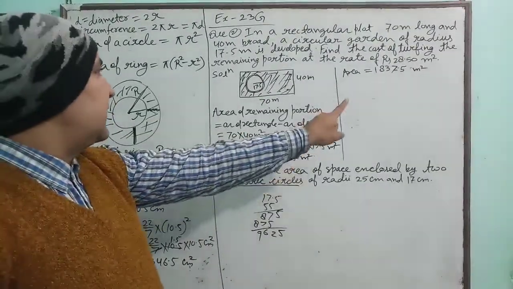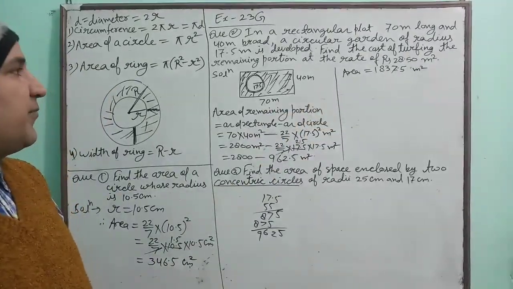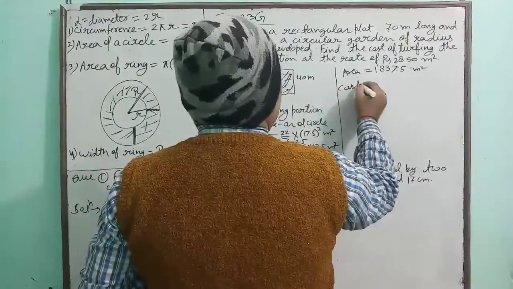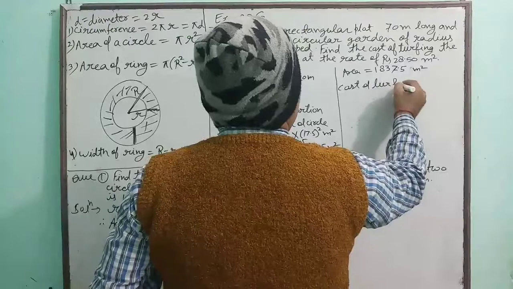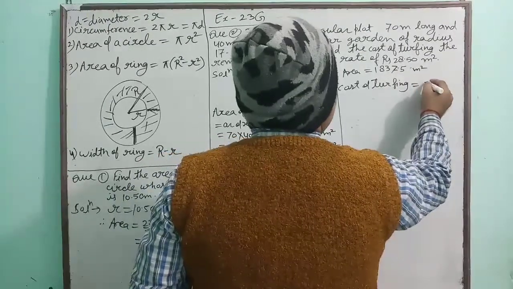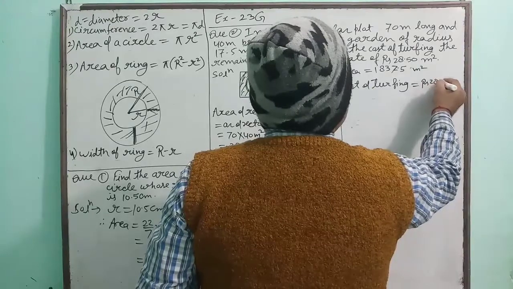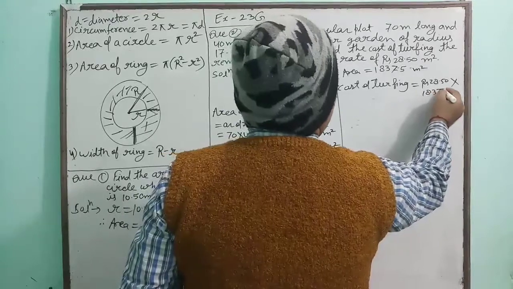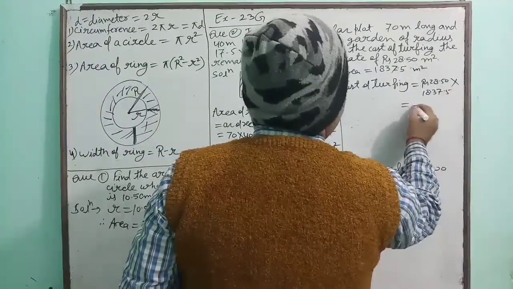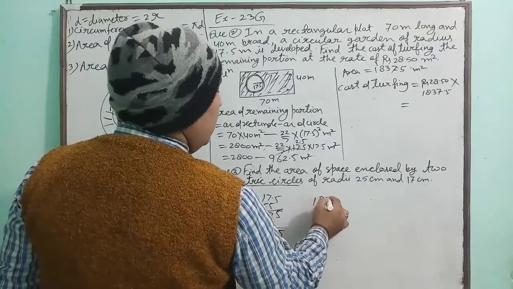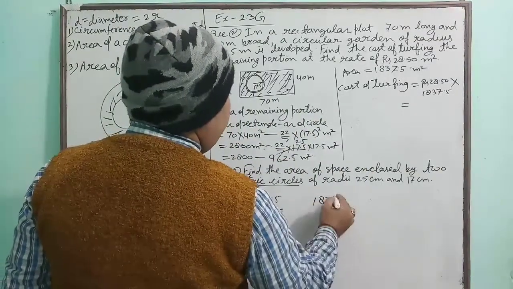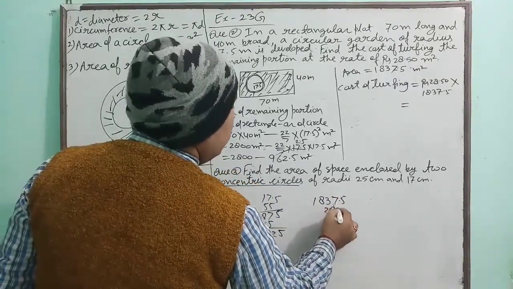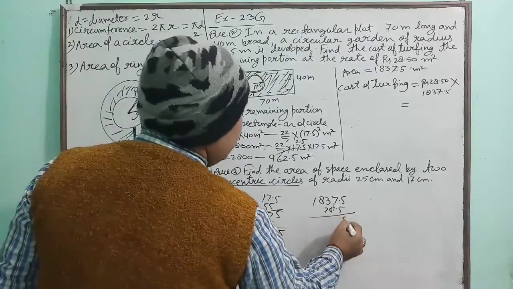After calculating, you are getting 1837.5 meter square. This is the area. So what will be the cost? Therefore, the cost of turfing will be, the cost of 1 meter square is 28.5. So the cost of 1837.5 will be, multiply and get your answer. 1837.5 is multiplied by 28.5.